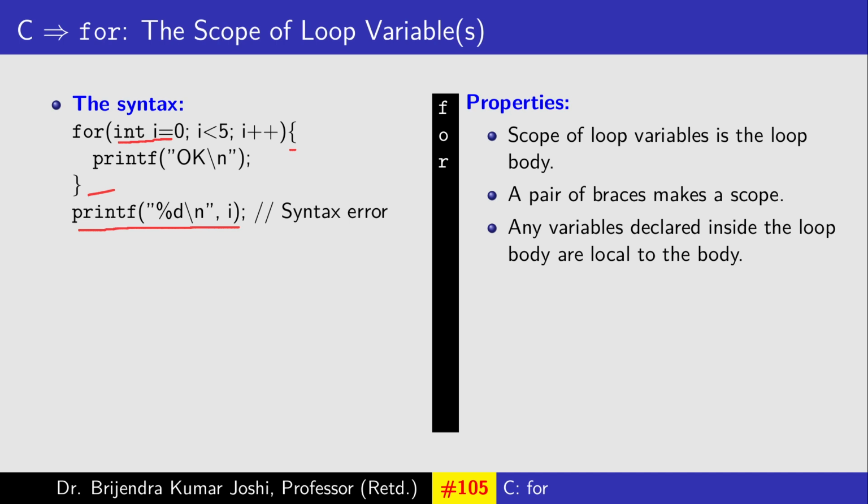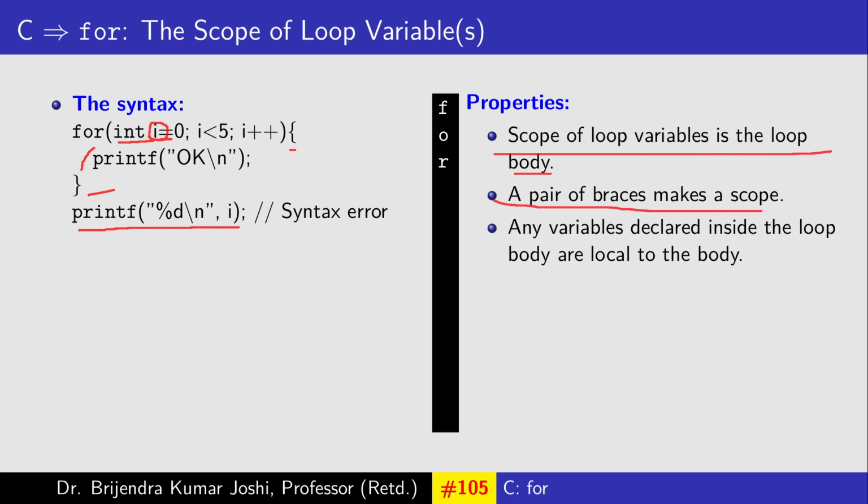Now there is a situation, which we'll cover in some other video, that if a variable named I was declared before the for loop, that I would be accessible here. So the scope of loop variables is the loop body. This I, at least, is accessible or relevant inside this loop body only.